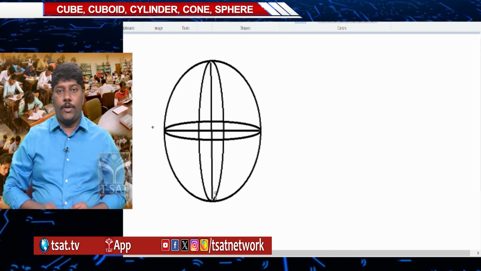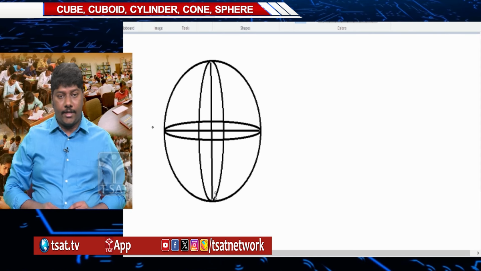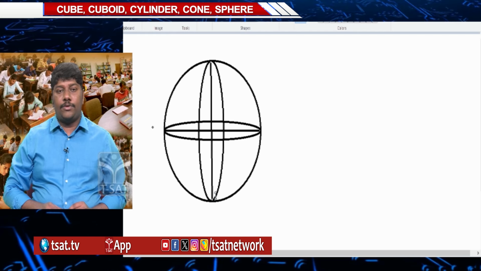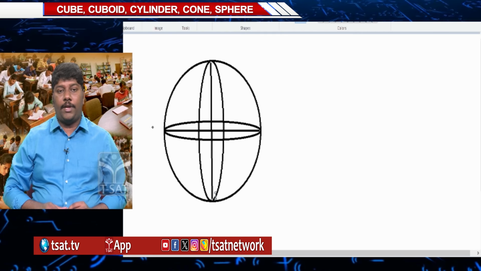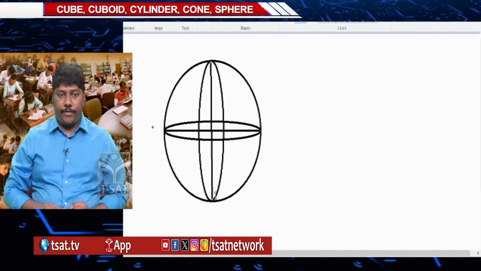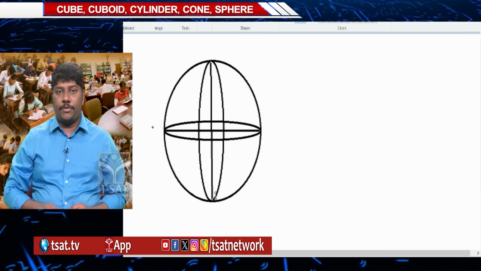Now, in order to find the formulas for a sphere, like the lateral surface area, total surface area and volume, for a sphere you can say there is no separate lateral surface area. Lateral surface area is nothing but the total surface area only, because there are no up and down surfaces. A ball does not have up and down surfaces. The lateral surface area is the same as the total surface area. Simply we say surface area of the sphere.